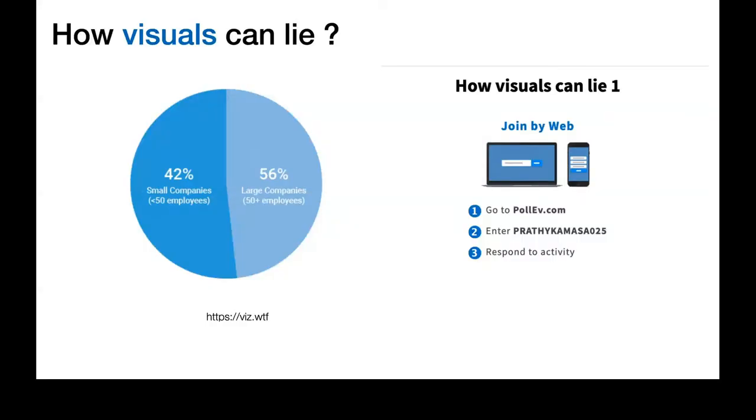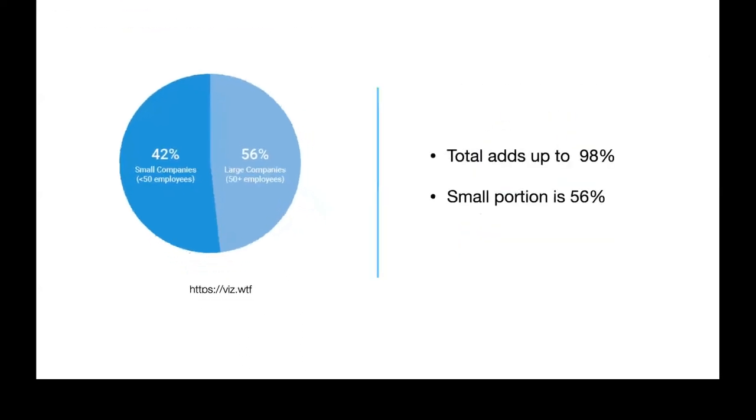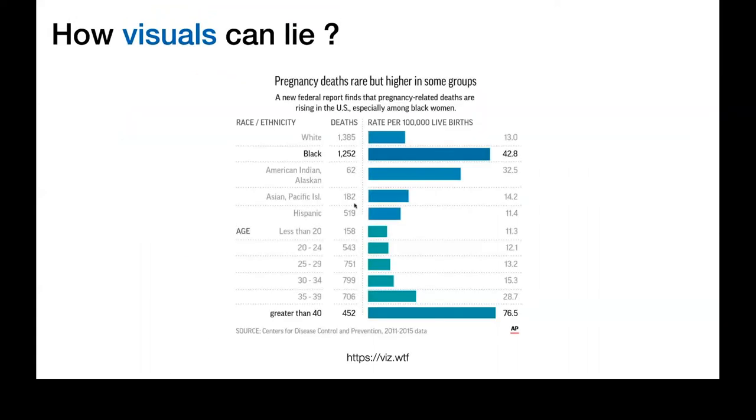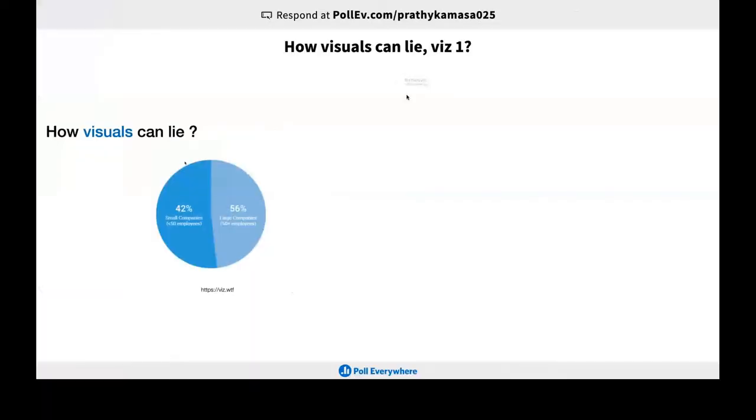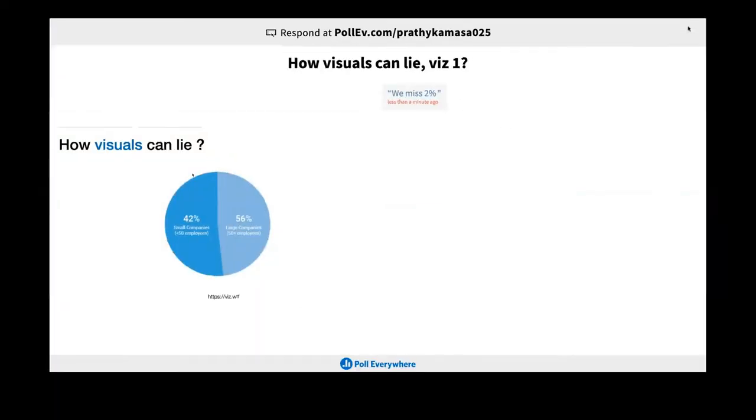So what we have here is a visual talking about small companies and large companies. When we look at this visual, the total doesn't actually add up to 100%, and the small portion is 56%. If I don't give that explanation, you immediately look at it and think the darkest blue shade is the big percentage. Most of the time we don't do the math, we assume it's 100%, so it can fool us easily. And I have one more here. Yeah, we missed the 2%, good.